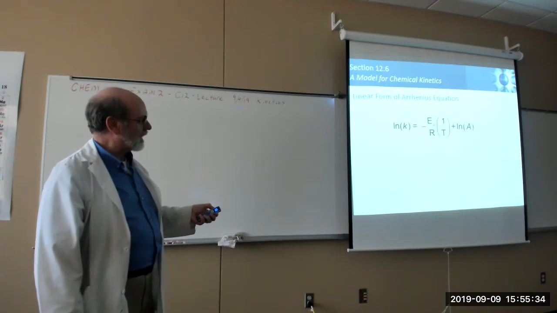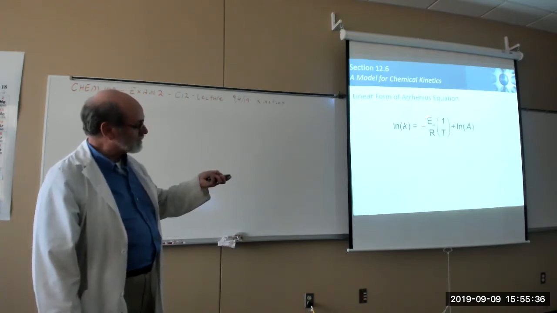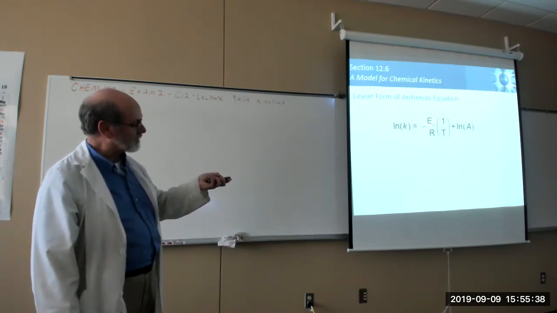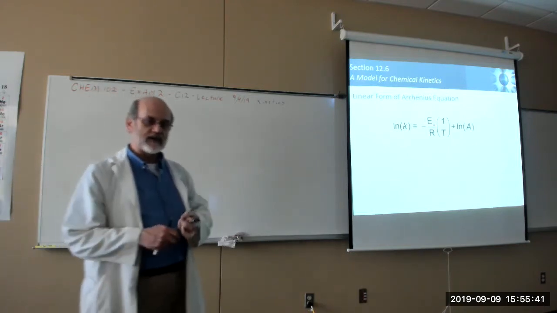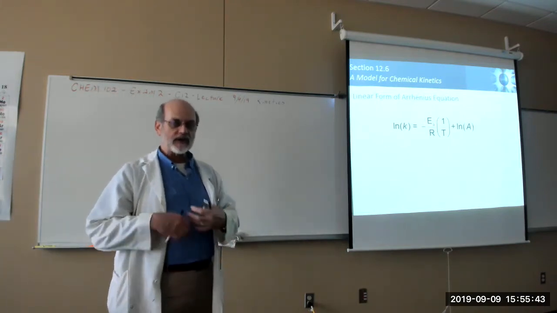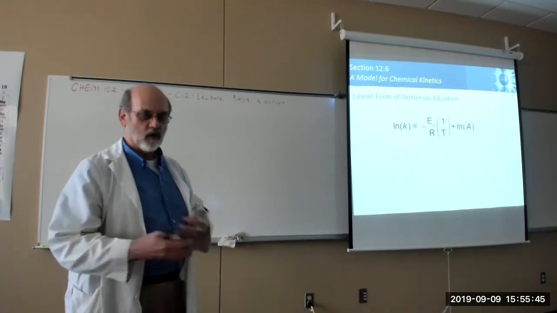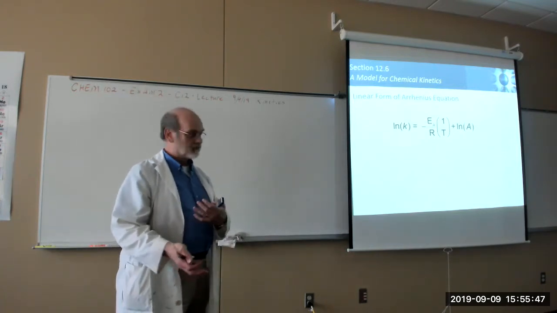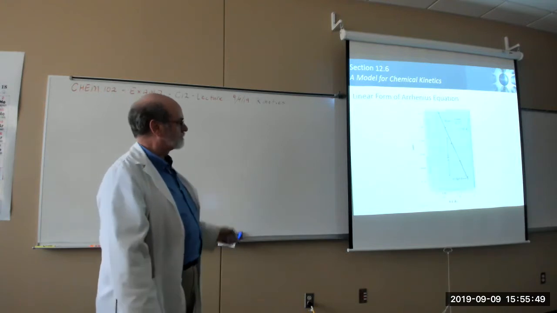And the slope of that line is equal to negative E sub A over R, the activation energy. So you can determine the activation energy of your reaction if you conduct the experiment at two or more temperatures and plot the data.